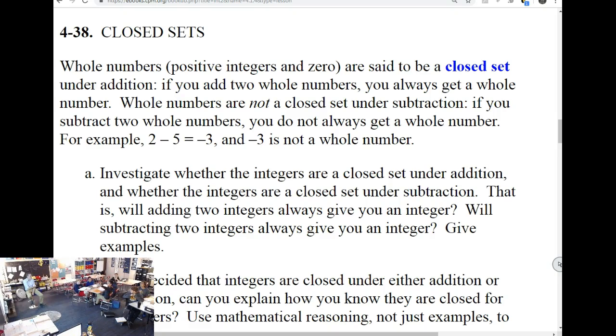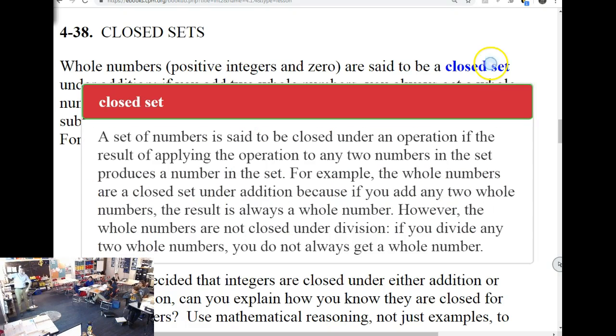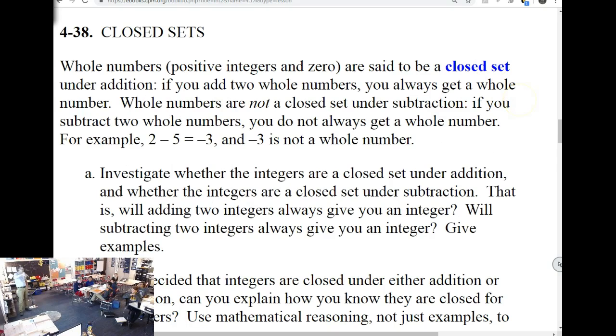Satya, give it a shot. Whole numbers. Nope. Okay, here's how you define closed set. Operation, whatever you're doing, input type, same output type. Whether it's a rational number input, rational number output. Integer input, integer output. Whole number input, whole number output. So closed sets, whatever you are putting in, you get the same type of thing out.